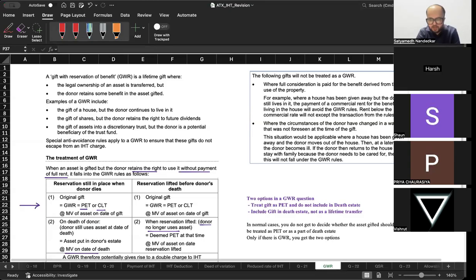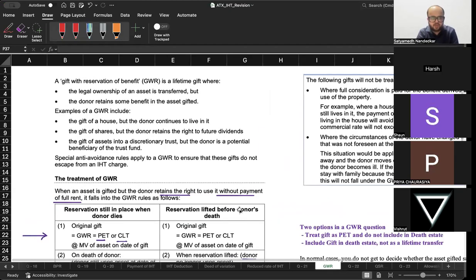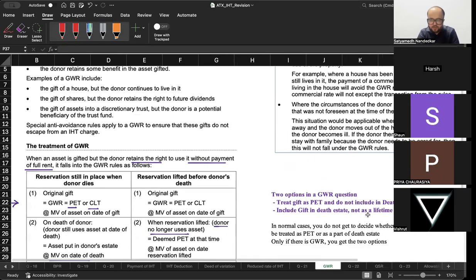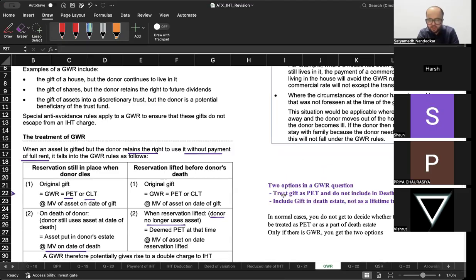These are known as gifts with reservation of benefit. ठीक है. A gift with reservation of benefit is a lifetime gift where the legal ownership is transferred, but the donor retains some benefit in the asset gifted. In a gift with reservation of benefit question, treat the gift as PET and do not include in death estate. Include the gift in death estate, not as a lifetime transfer.